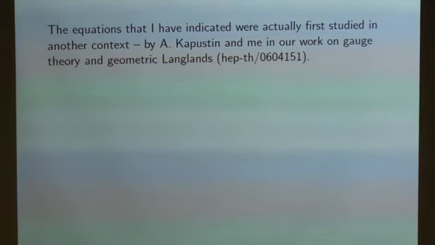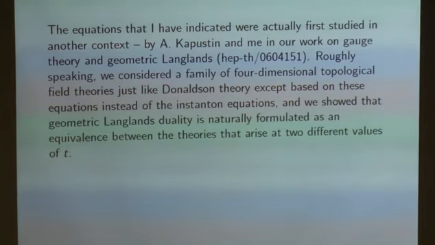So, as I told you before, these equations were actually studied by Kapustin and me working on geometric Langlands. Roughly speaking, what did we do with these equations? We considered a family of four-dimensional topological field theories, just like Donaldson theory, except based on these equations. And we showed that geometric Langlands duality is actually formulated as an equivalence between the theories that arise at two different values of T.